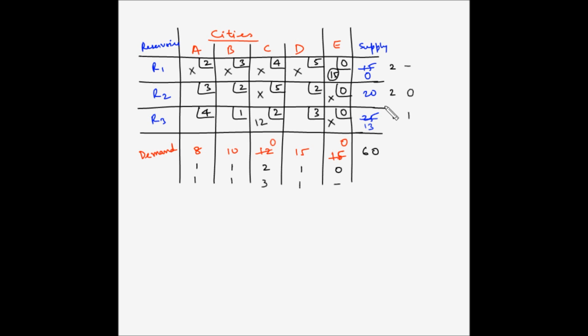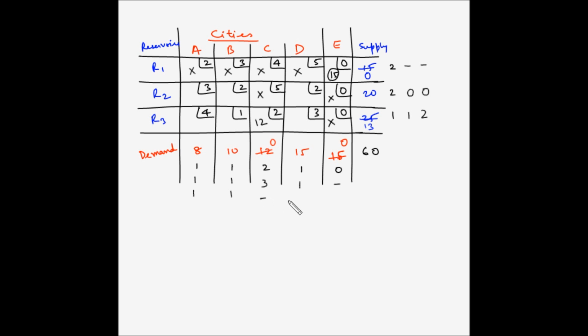Now let's redetermine the row and column differences for each row and each column. Let's skip the first row as it has been completely allocated. For the second row, the lowest is 2 and the next lowest is also 2, so the difference is 0. For the third row, the lowest is 1 and the next lowest is 3, so the difference is 3 minus 1, which is 2. For the first column, 4 minus 3, which is 1. For the second column, 2 minus 1, which is 1.